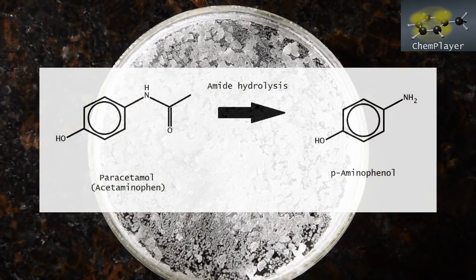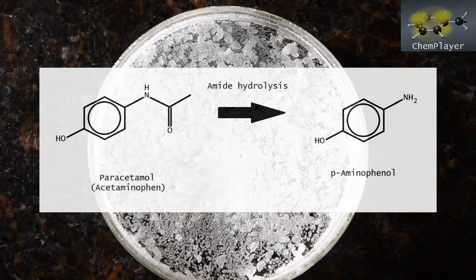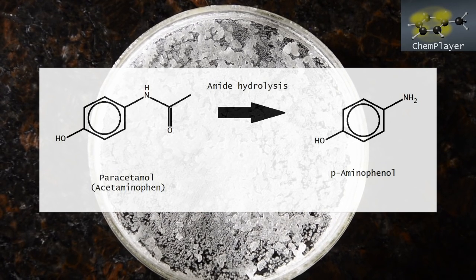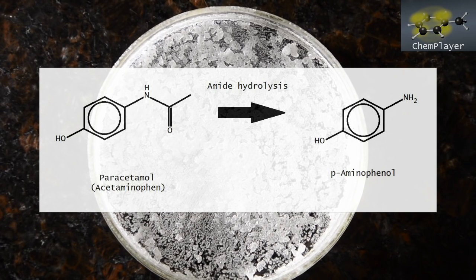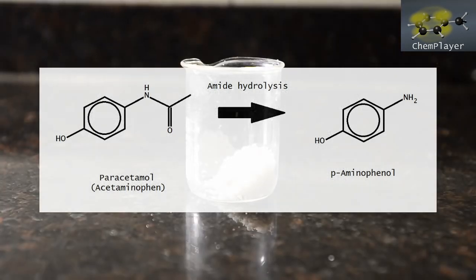Acetone is our favorite as it's efficient and easy, and evaporates quickly leaving crystals like this. Paracetamol is an amide as you can see from the structure here: an acetyl group joined onto a para-aminophenol molecule. Today we're going to try out an amide hydrolysis and see if we can make and purify para-aminophenol.